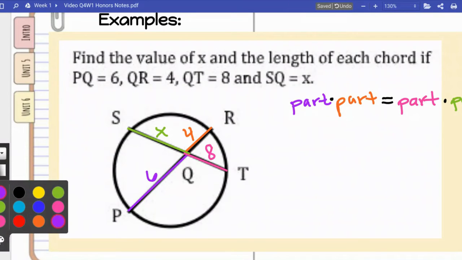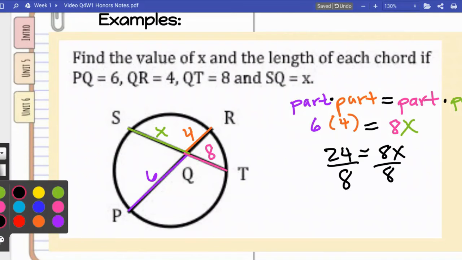So my two parts on PR are 6 and 4. So I'm going to do 6 times 4. And that's going to equal my two parts on my other chord, which are 8 times X. 6 times 4 is 24. That's going to equal 8X. Divide both by 8 and X equals 3.